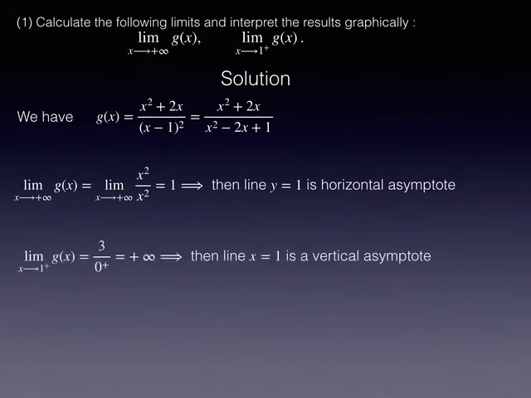Limit at 1 plus. First of all, we replace x by 1 in the expression of function g. So we will have 3 over 0 plus because we are taking the limit at 1 plus. So plus 3 over 0 plus is plus infinity. And then we can deduce that the line x equals 1 is a vertical asymptote because we are finding the limit at 1 plus, which is plus infinity. So we can deduce this vertical asymptote.